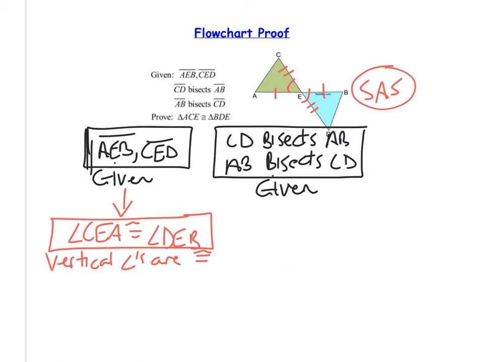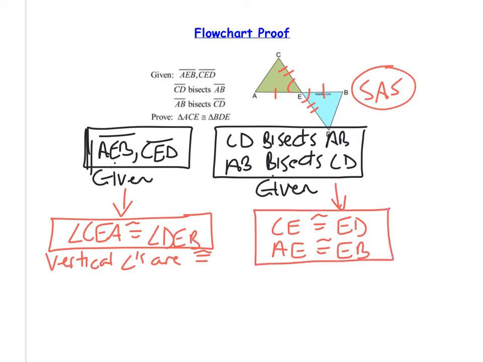On the right side we have this bisector. So what do we get from the bisector? Well, we are getting the fact that CE is congruent to ED and that AE is congruent to EB. Again, our statements get boxed. Reason, because a bisector divides a line into two congruent parts.